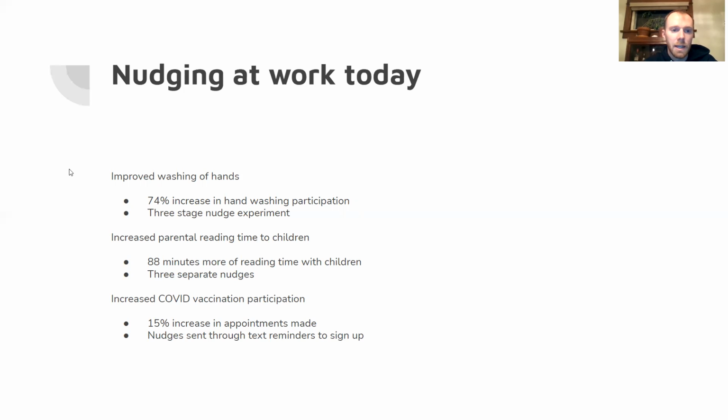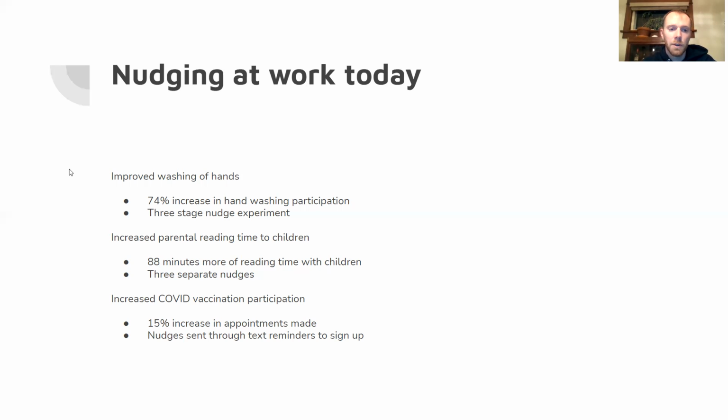And then there was a study done to increase parental reading to their children, and parents got text messages to remind them how important reading was, and also daily reminders to log their hours and to read with their children. The parents who got the text messages had over 88 minutes per week more of reading time with their children than parents who didn't get the text messages.